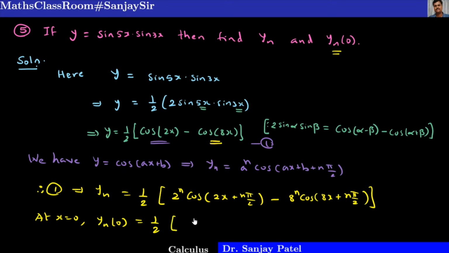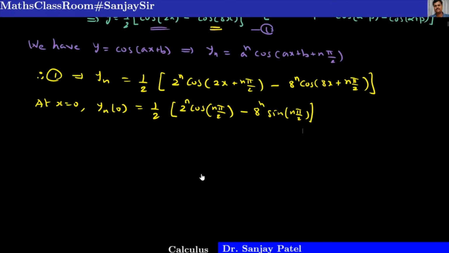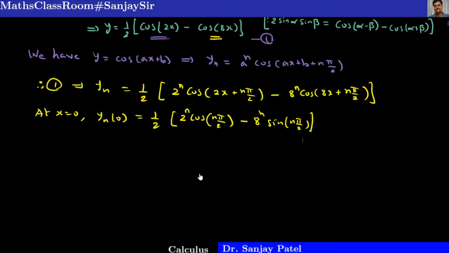So wherever x appears, we substitute 0. So it is 2 raised to n into cos n pi by 2 minus 8 raised to n into sin n pi by 2. So this is the answer. This value of cos n pi by 2 can be anything. It can be 0 or 1 or minus 1 depending on the value of n, where n is any natural number. Okay. Let us go to the next problem.